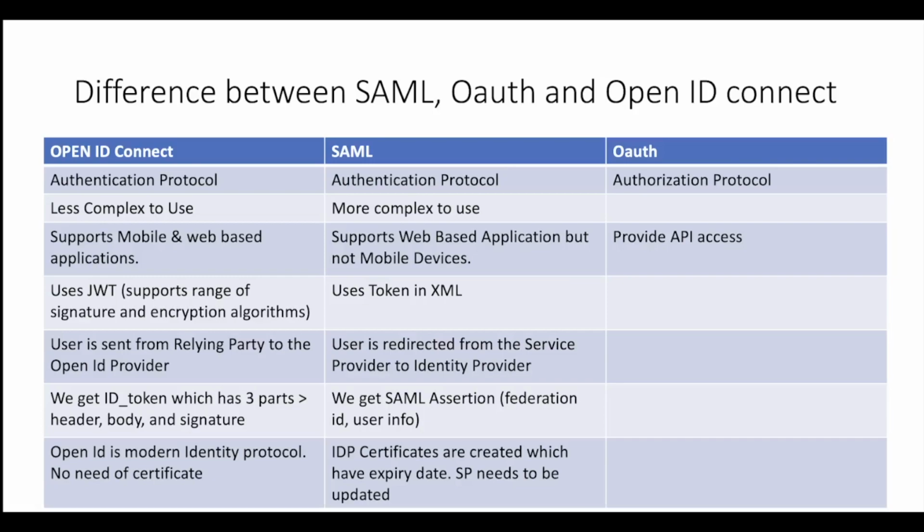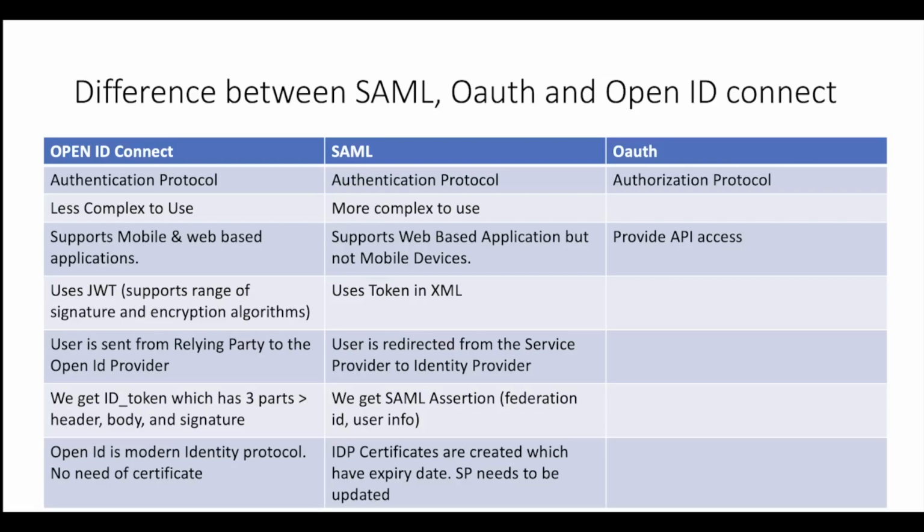OpenID and SAML both provide authentication, which means they both authenticate users. However, OAuth is an authorization protocol which defines the scope of a user once they are authenticated. OpenID Connect is less complex to use, whereas SAML is more complex to use. OpenID supports mobile and web-based applications, whereas SAML only supports web-based applications but not mobile devices. OAuth provides API access. If you remember, when we create a connected app, there we get the option to provide API access.